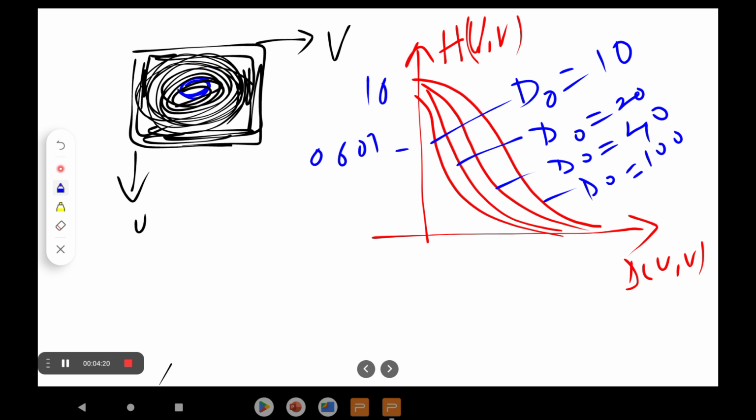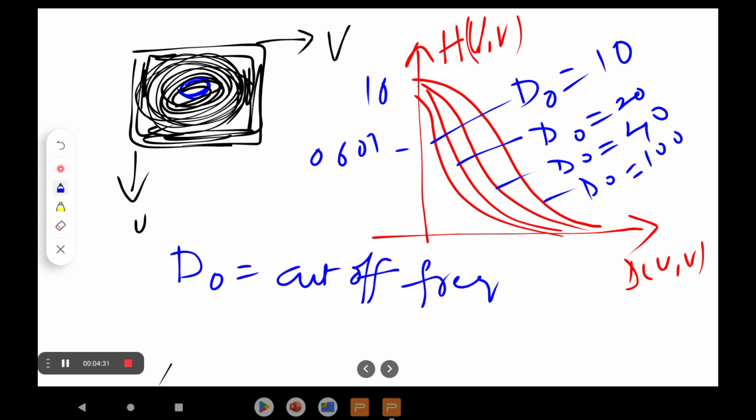in all three low pass filters. That means D naught also acts as a threshold value. Therefore, D naught is called the cutoff frequency. When D of u comma v is equal to D naught, the Gaussian low pass filter is down to 0.607 of its maximum value. That means whenever D naught is equal to D of u comma v, the value is 0.607 of its maximum. Generally we can call it a 3 dB gain of the filter.